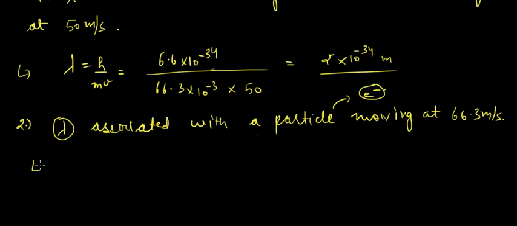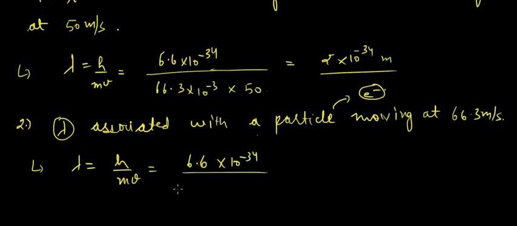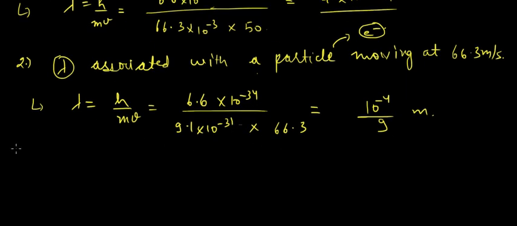So the wavelength associated with that would be again lambda equals h upon mv. H is 6.6 into 10 to the power minus 34. M is again 9.1 into 10 to the power minus 31. Velocity is 66.3. So let's calculate the value. It should come out to be 10 to the power minus 4 by 9 meters.